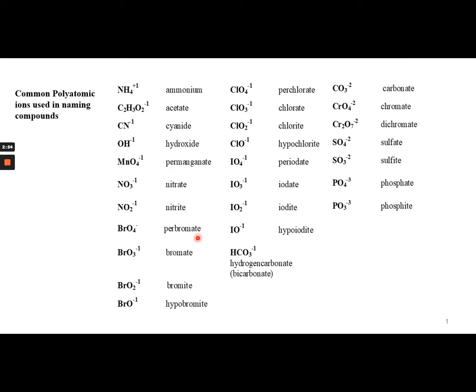All right. So let's look at the bromine group. We've got bromate, with 3 oxygens. It's an ate. Notice per is 1 more oxygen than an ate. And then ite, remember, is 1 less oxygen than an ate. And then hypo is 1 less oxygen than an ite.